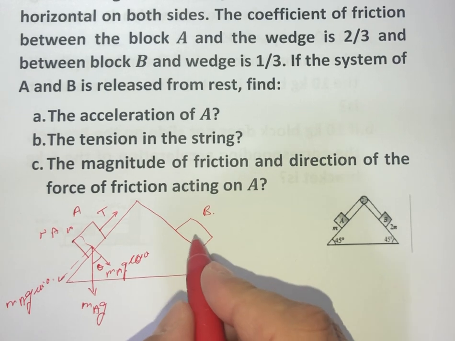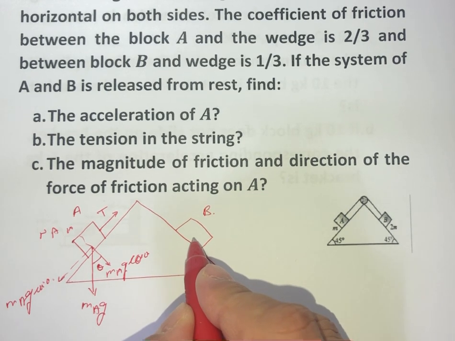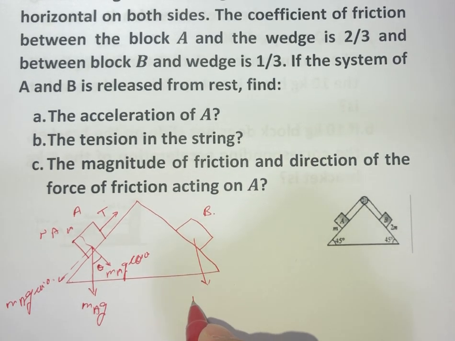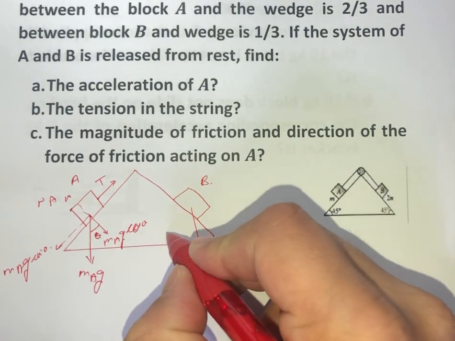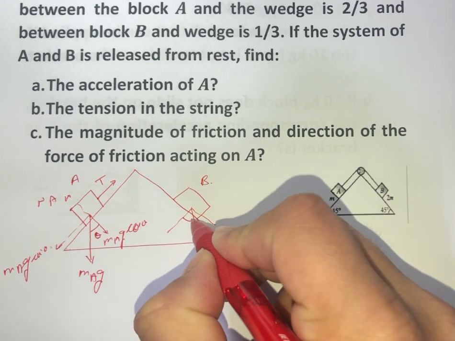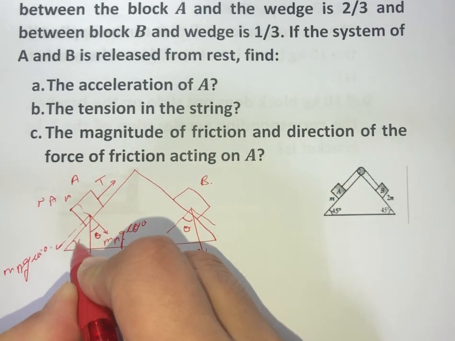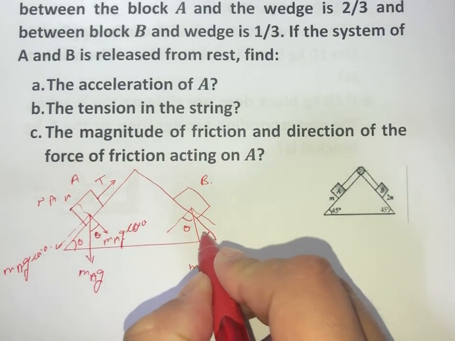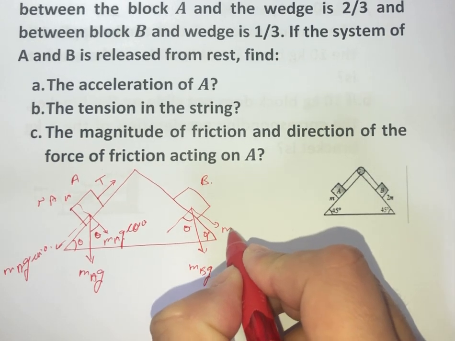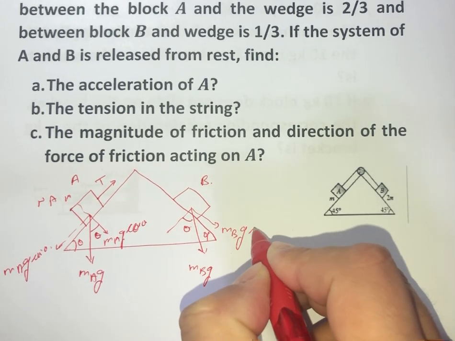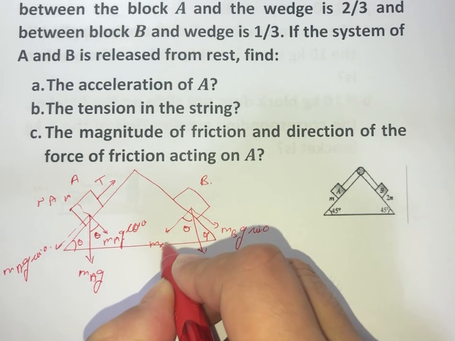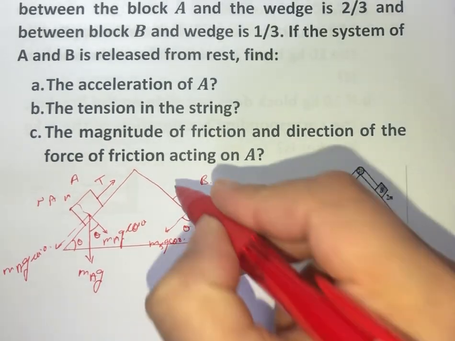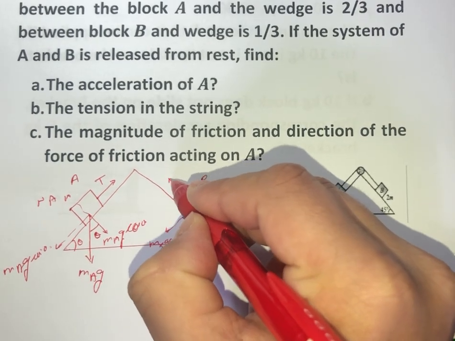Similarly for block B as well, in the downward direction we have MBG, divided into two components. This will be angle theta, let us suppose, which is obviously 45 degrees. So we have MBG sin theta and MBG cos theta, and there is tension T.